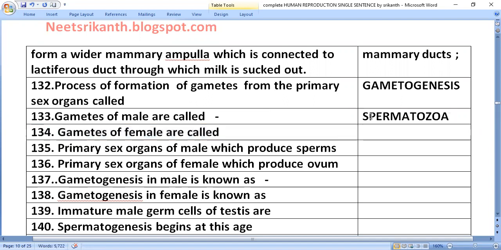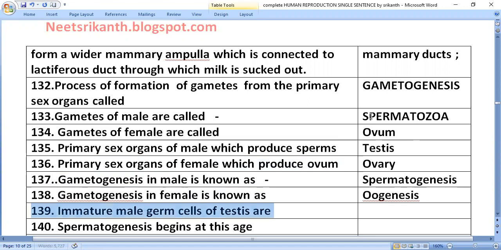Gametes of female are called ovum. Primary sex organ of the male which produces sperms, testes. Primary sex organs of the female which produce ovum, ovary. Gametogenesis in male is known as spermatogenesis. Gametogenesis in female is known as oogenesis.